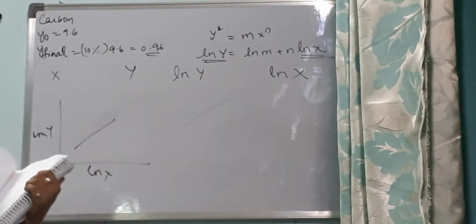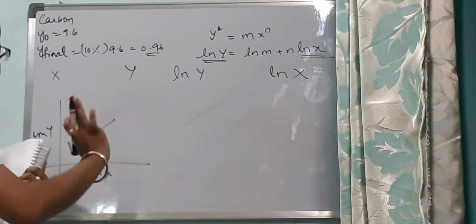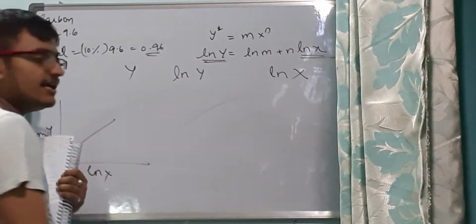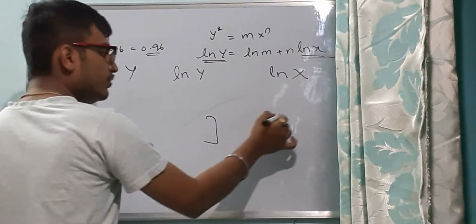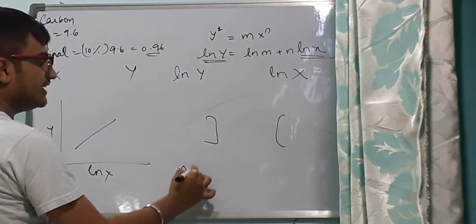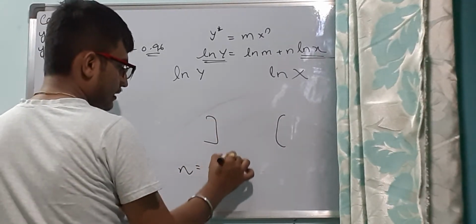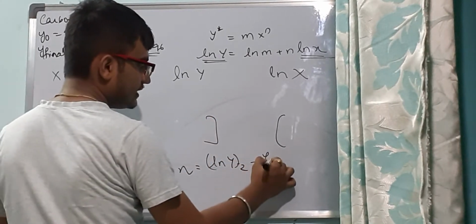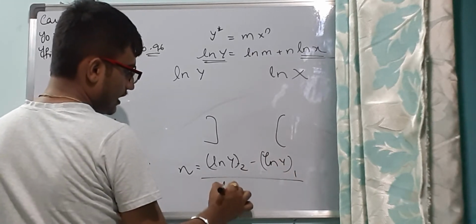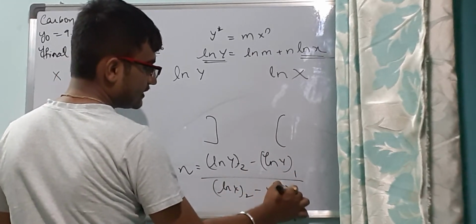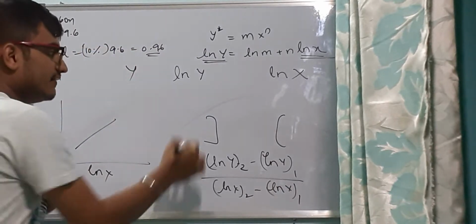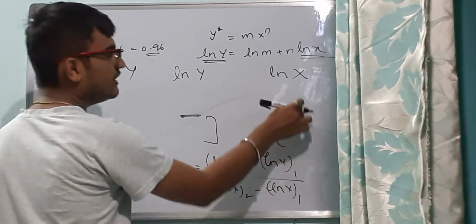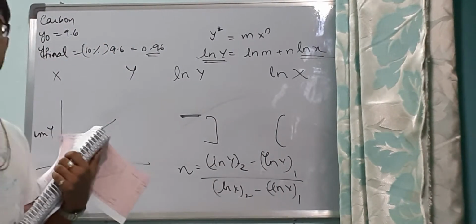You found ln y, ln x, right? You got a straight line. Now it is following the Freundlich equation, we came to know. Now from this data of ln x and ln y, select any 2 points and find the slope. That is ln y of the second point minus ln y of the first point, by ln x at the second point minus ln x at the first point. Don't do ln again. It's already ln.